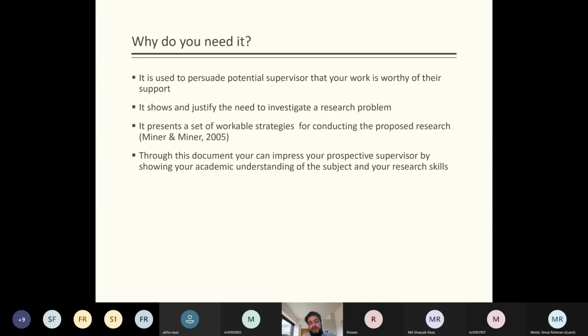I personally feel this point is very important. The fourth one: through this document, you can impress your prospective supervisor by showing your academic understanding of the subject and your research skill. This document is very powerful. Through this document, you can show the prospective supervisor that, yeah, I have good academic knowledge of the subject, and I have the capability to develop a research methodology, which is one of the most important parts of your PhD program. A good methodology is something that's going to help you in your degree. So by this document you can show your skills and potentially get admission in some good universities and under some good research groups.